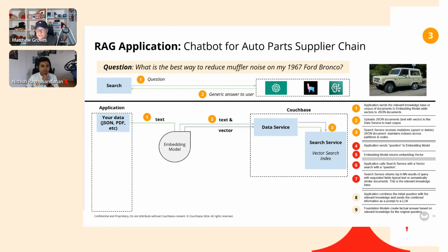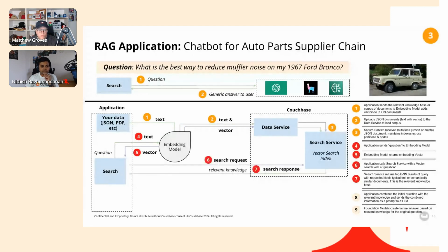Okay, the next part is a question comes in from whether it's the parts salesman or customer or district manager, whoever. How do I reduce muffler noise in my 67 Ford Bronco? And so that question then gets run through the same embedding model. It has to be the same embedding model and turn into a vector. Okay, so once we have that, we can send that through a vector search in Couchbase here and say, give me the most relevant information that I have in my database for 67 Ford Bronco mufflers, reducing noise, whatever.